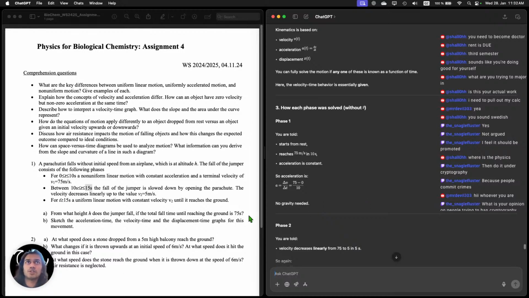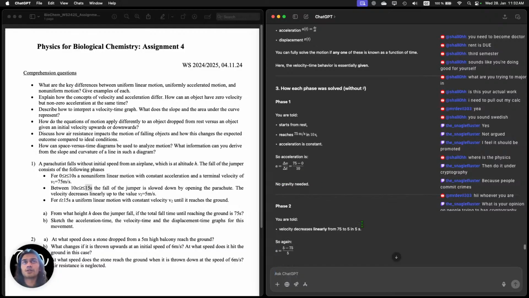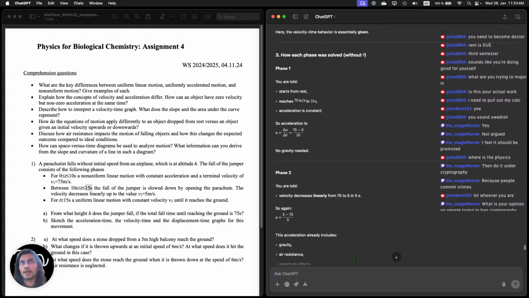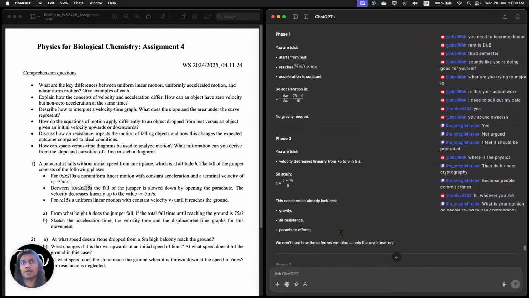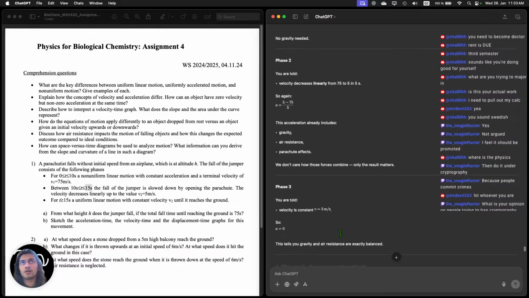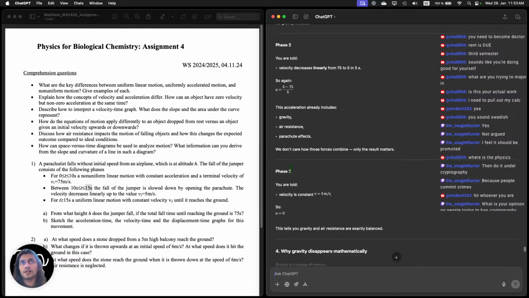From 0 to 10, that means 10, so we get 7.5. You are told the velocity decreases linearly from 75 to 5 in 5 seconds. So again, the deceleration is 5 minus 75. This acceleration already includes gravity, air resistance, and parachute effects. In the third phase, where time is greater than 15 seconds, the acceleration is 0. We have a velocity of 5.